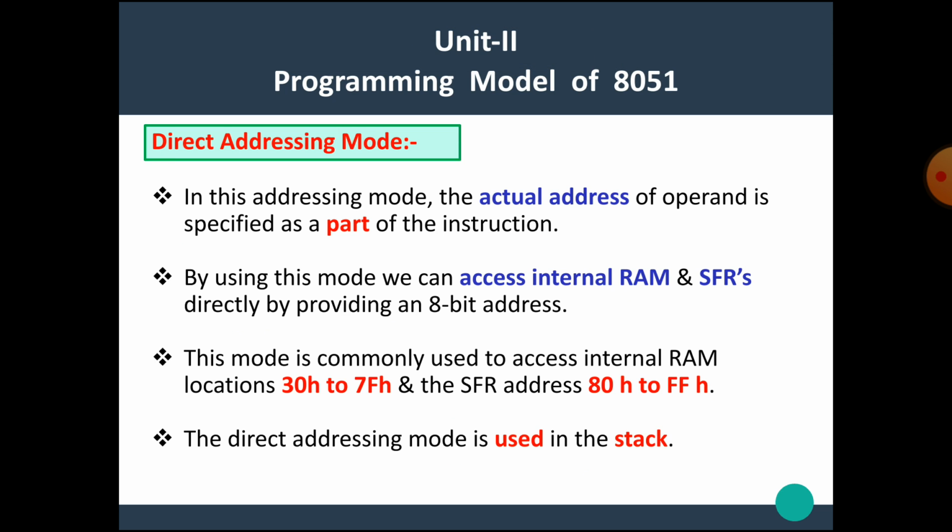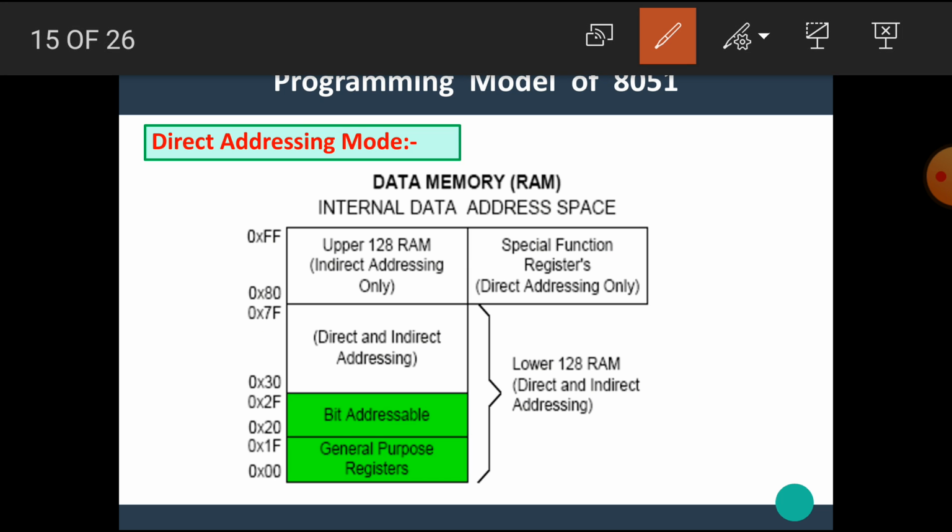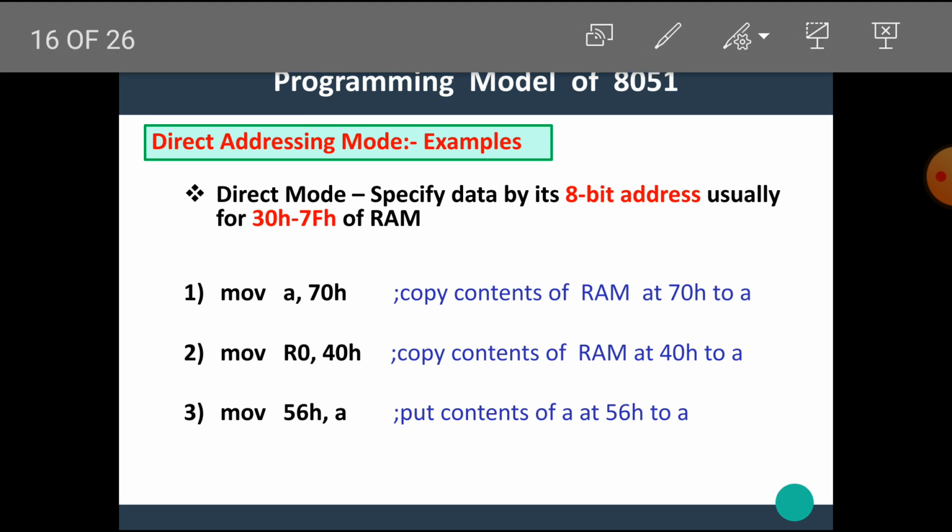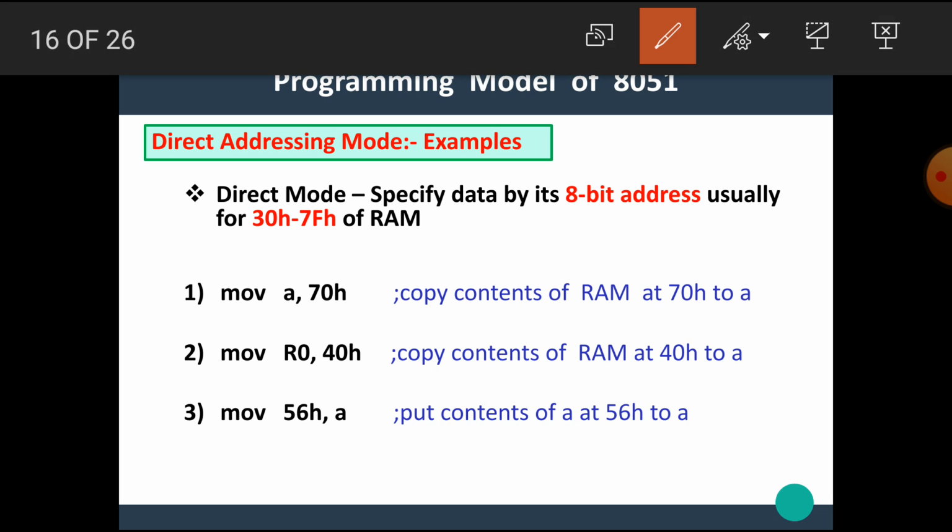In this diagram we can see that the memory addresses 00H to 2FH are used for bit addressable memory and the general purpose registers. Hence, above 2FH, from 30H to FFH, we can use the direct addressing mode. Let's see some examples of direct addressing mode. Direct mode specifies the data by its 8-bit address, usually 30H to 7FH of RAM.